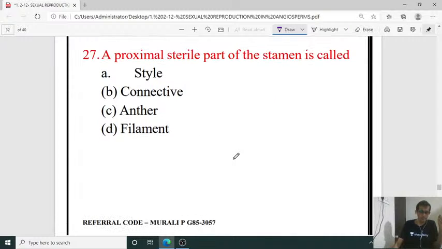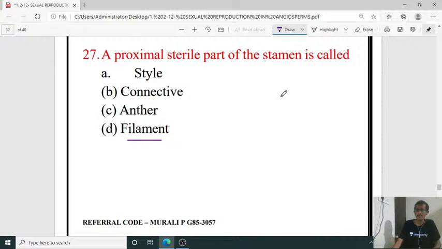Then 27: a proximal sterile part of the stamen is called what? Proximal, not distal. So the proximal sterile part of the stamen is the filament.